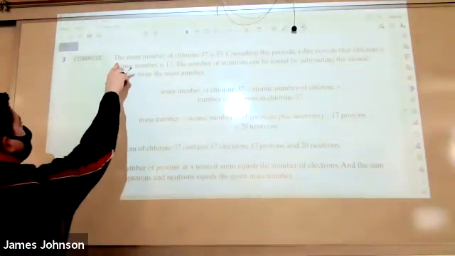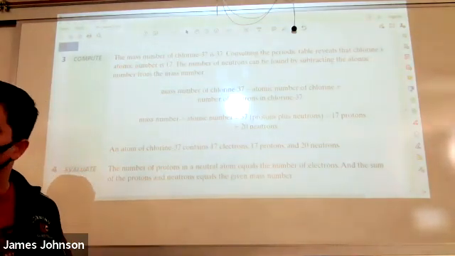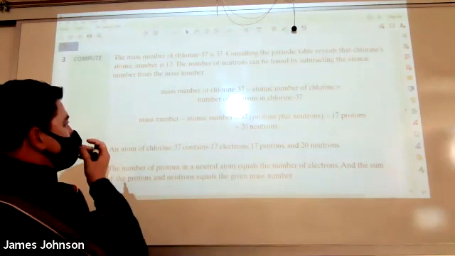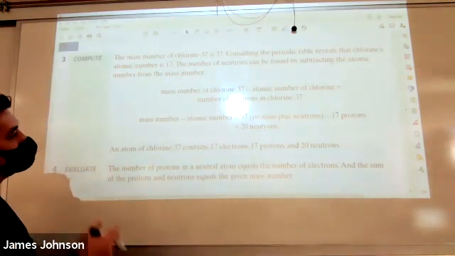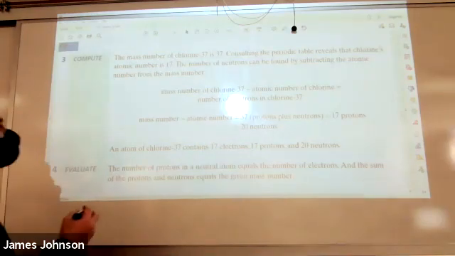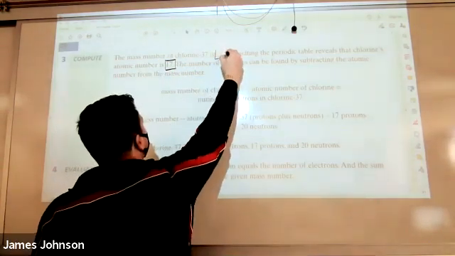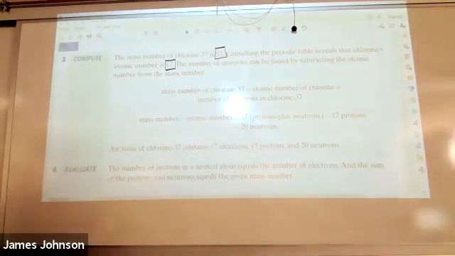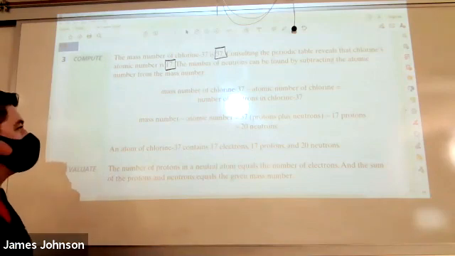All right, so we know that the mass number of chlorine 37 is 37. That's why it's so important that we actually give you that proper name, that hyphenated isotope name. Consulting the periodic table, meaning looking it up, this isn't something that you're supposed to memorize. Consulting the periodic table reveals that chlorine's atomic number is 17. So we actually have mass number and atomic number. We get one of them from the periodic table and the other from the question. These aren't things that you have to just have off the top of your head.